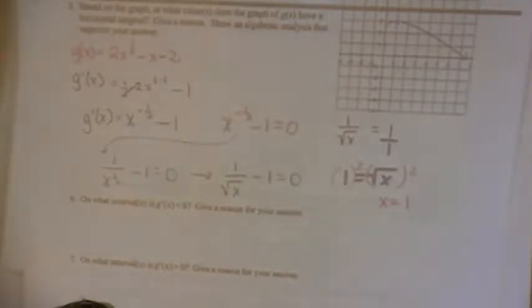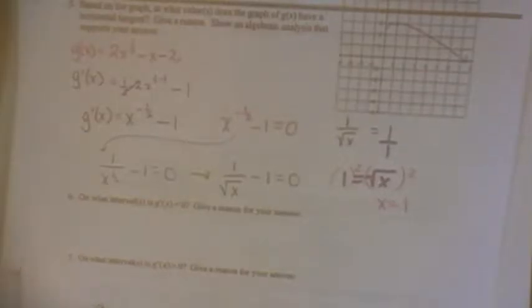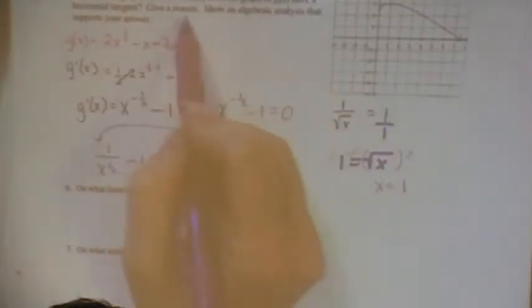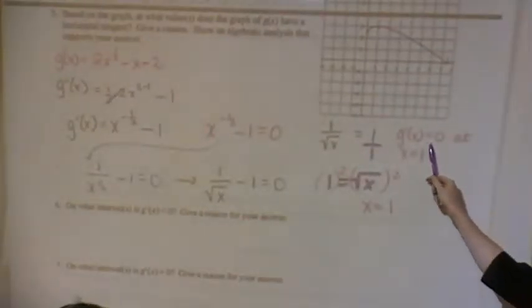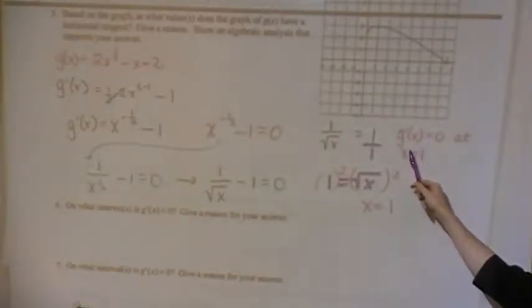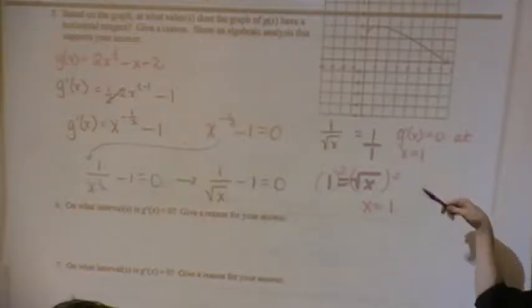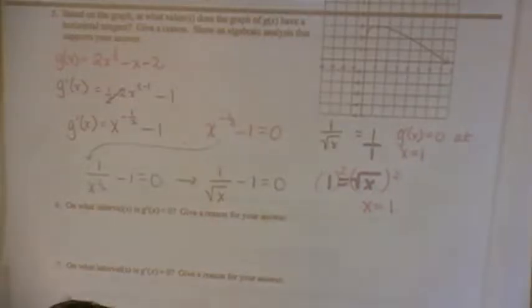Are we okay? Okay, so it also says I have to give a reason. So g prime of x equals 0 at x equals 1. That's my reason. The derivative equals, and Dylan said it, we have to prove it with the derivative. The derivative has to equal 0. You just got to write it down. So the derivative has to equal 0, and it does at x equals 1. Okay. Number 6, same graph.